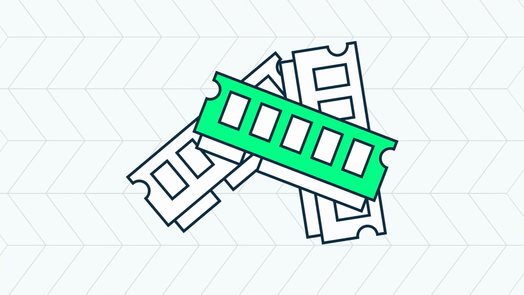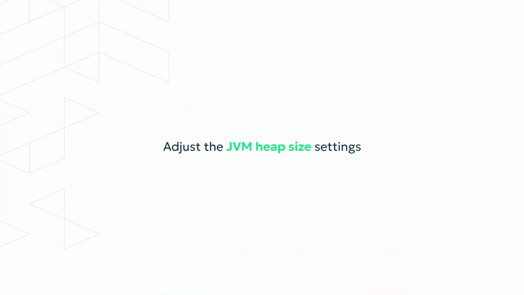Memory settings adjustment. Another common root cause of this error is lack of memory allocation for the Java virtual machine. This happens when multiple applications compete for limited resources. To fix this, adjust the JVM heap size settings. Enabling more allocated memory can prevent possible crashes when there is limited heap space.